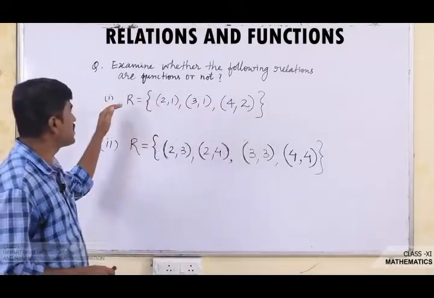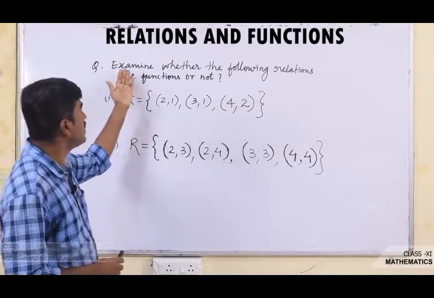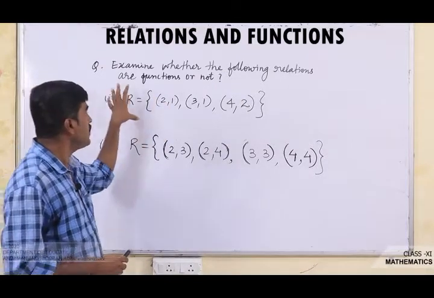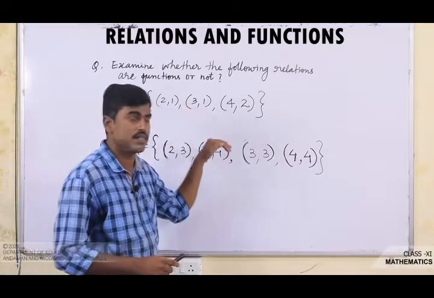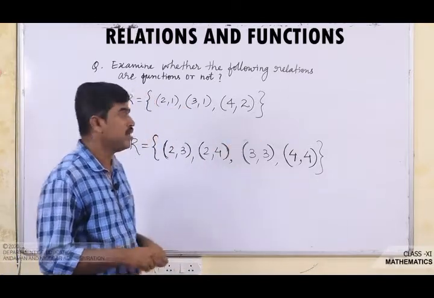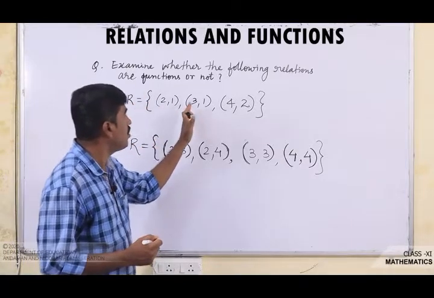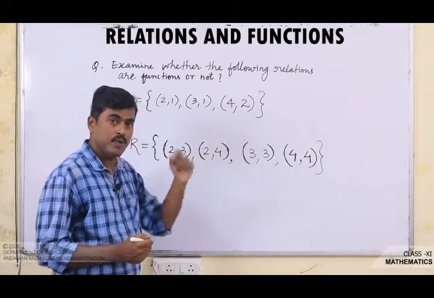Now there are two relations given in roster form. What is the question? Examine whether the following relations are functions or not. If the relations are given in roster form, how do we check whether they are functions or not? So what is the condition for a function? Every element of the domain has one and only one image.